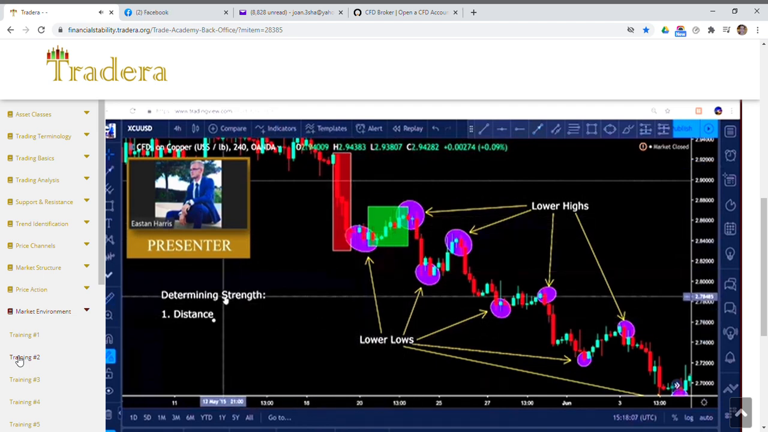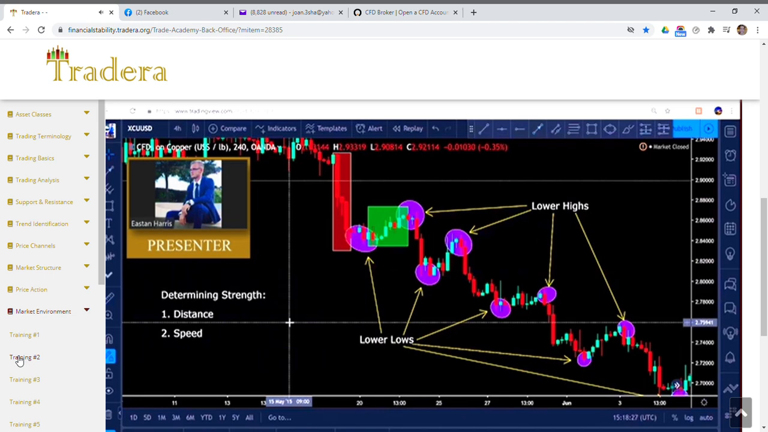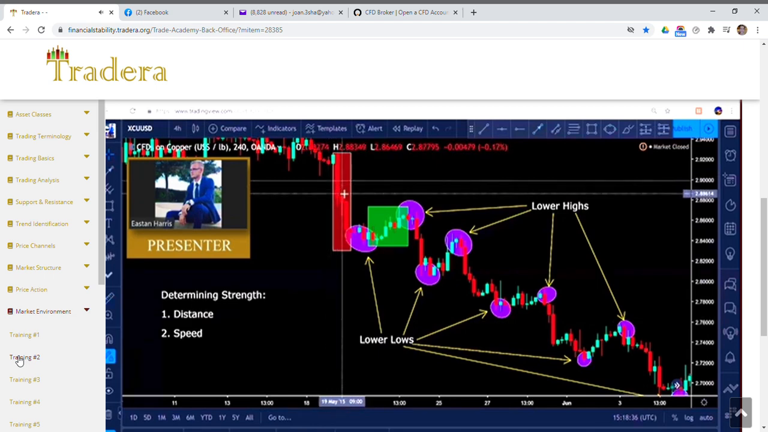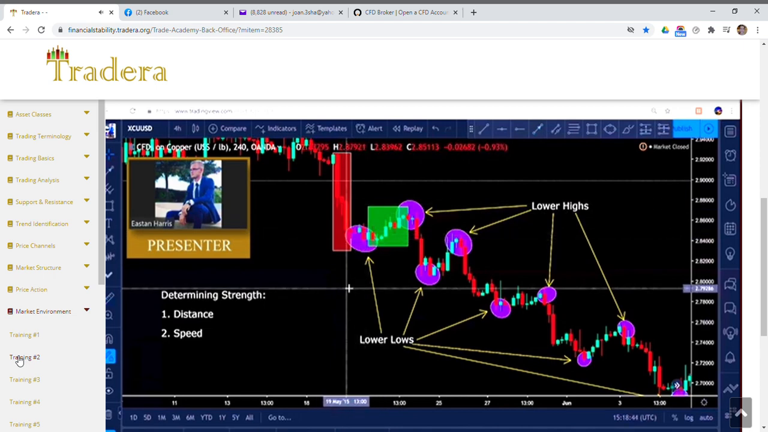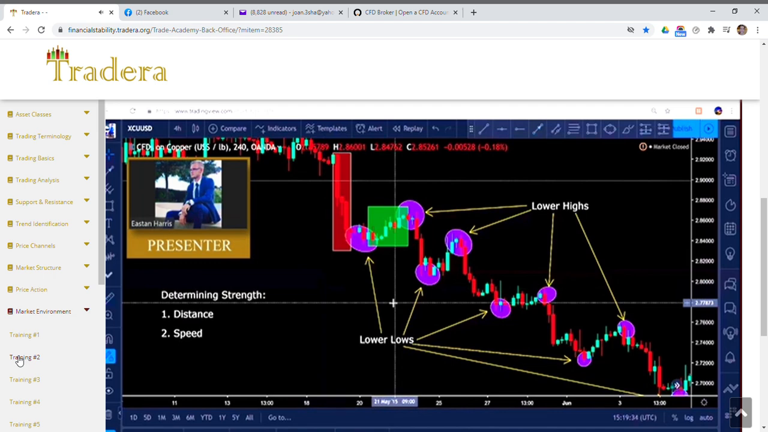But the second thing we're going to look at to determine strength is speed. Now, this is the 4-hour chart on copper. Looking at this, we can see we have about 6 candles to make this move happen from the sellers. It took about a day. Now, the buyers traveled not even half the distance, but took almost 2 days, double what it took the sellers to get twice the distance.